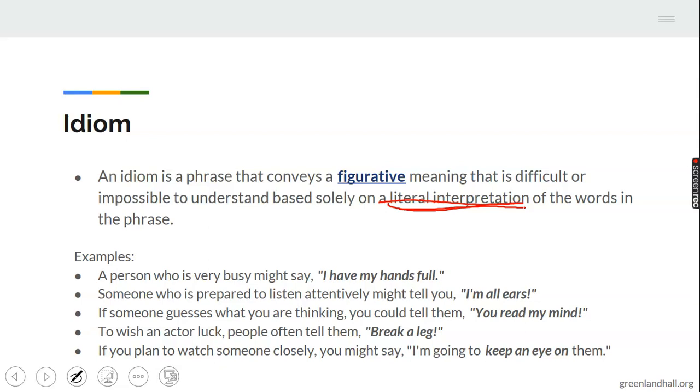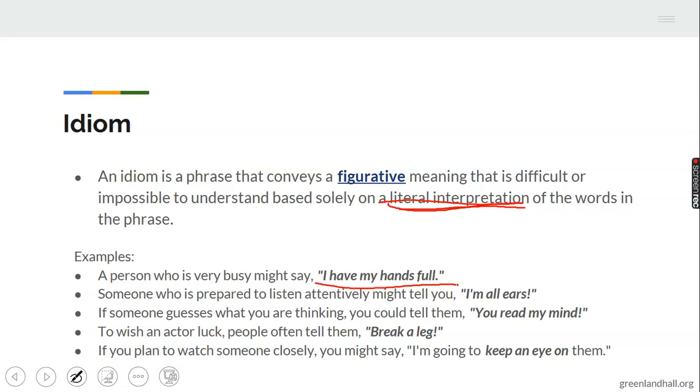No, it means it is time I say the actual fact. So idioms are figurative in meaning and they are difficult to understand based on literal meaning. Examples are: a person who is very busy might say, I have my hands full. When you have your hands full, it means what? You are busy. It's not because you have water in your hand, or rice or puff puff in your hand.